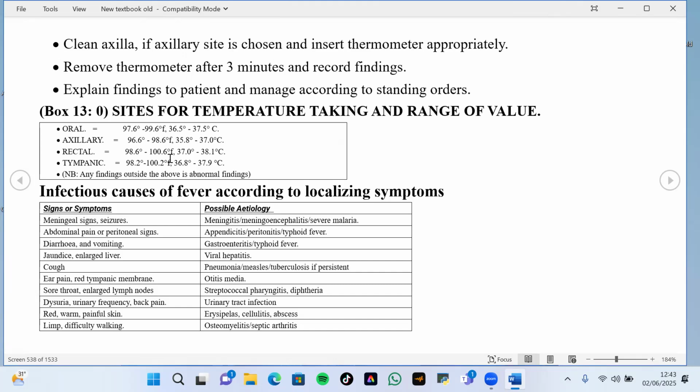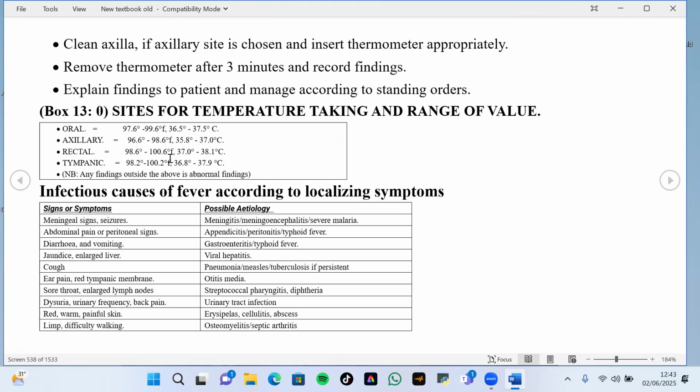So now, any other reading below or above any of this range for a particular site, like oral, you already see the range for oral, which is 36.5 to 37.5. And if you have anything below 36.5, it's below the normal. It could be hypothermia. Then anything above 37.5 is considered fever.